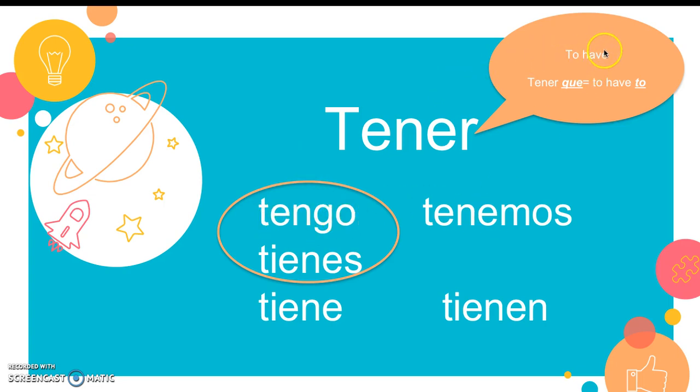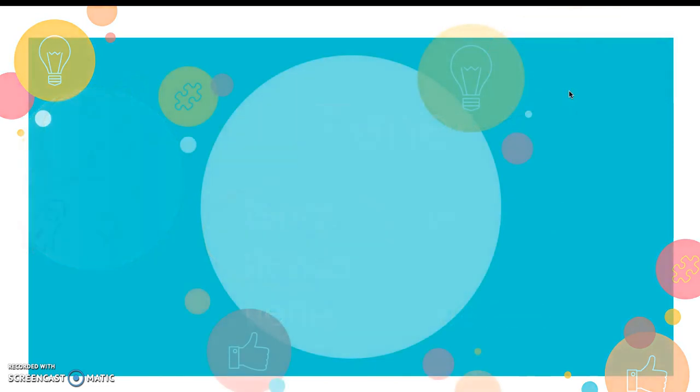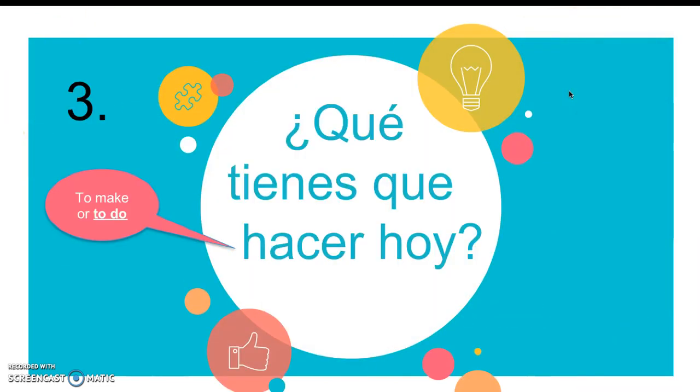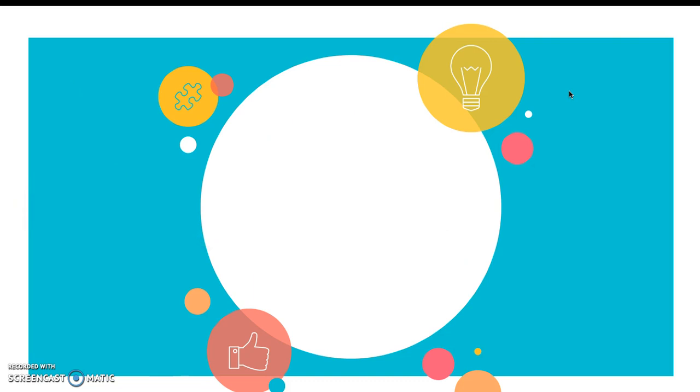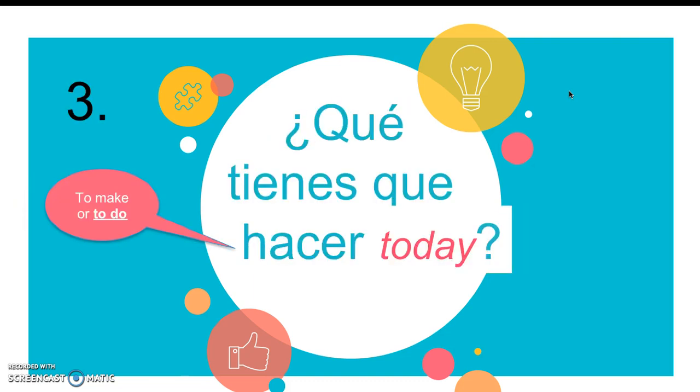Tener, by the way, means to have, okay? In this case, I'm saying, what do you have to do today? So it's to have to. Don't forget that tener que counts as a conjugated verb. So whatever I put right after it is going to stay in its infinitive form. Now, hacer means to make or to do. In this case, it makes more sense. What do you have to do today? All right, next slide. So it's like saying, what do you have to do today? Hoy, right?